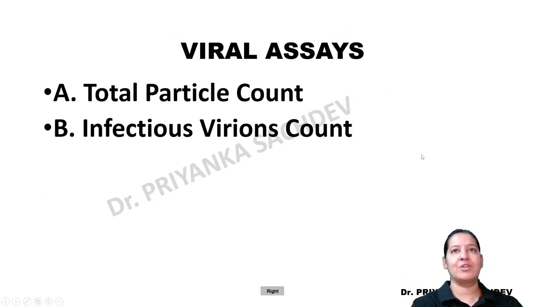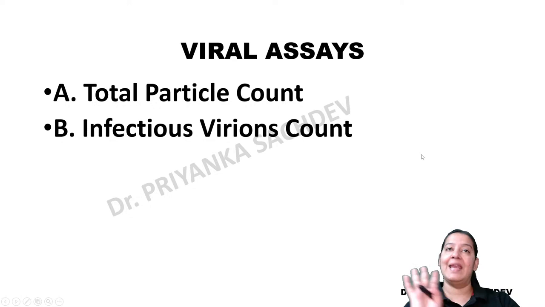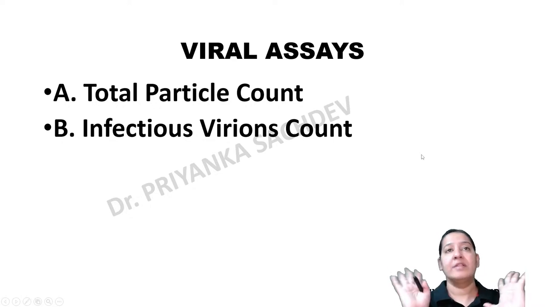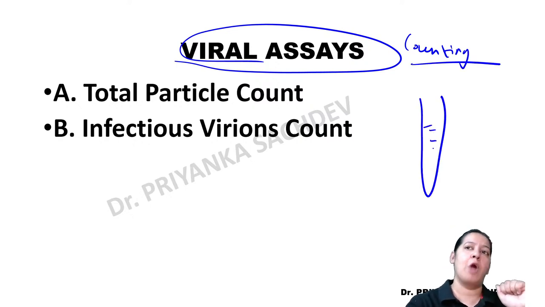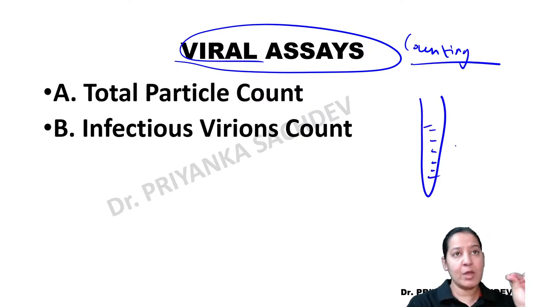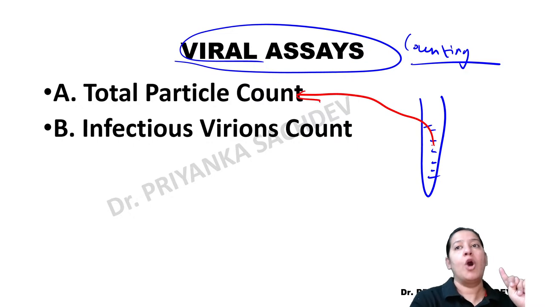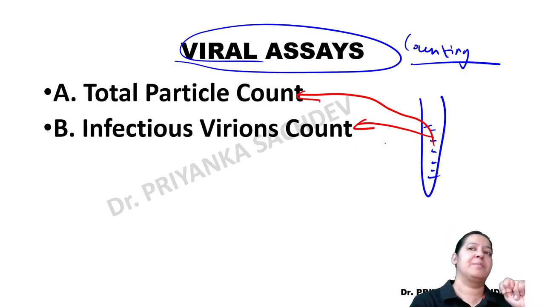So coming to the next question. Okay, I am done with the cell lines. Now, the next topic is the viral assay. We can do two types of viral assay. What do you mean by viral assay? Viral assay means counting of virus. Can you count virus? How many viruses are present in your specimen? So it is a quantitative assay. There are two types of counting: what is the total number of virus in your specimen, or what is the infectious virus in your specimen? So you can do two types of count.